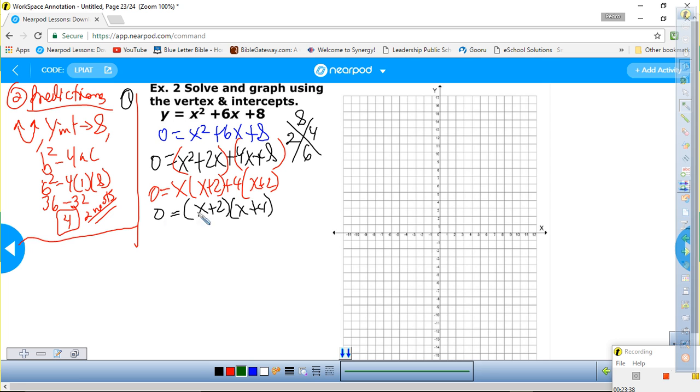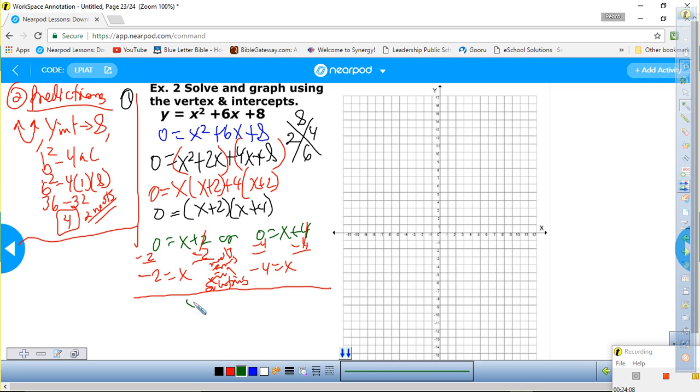All right, then from there, zero product property, yes? 0 equals x plus 2, or 0 equals x plus 4. Subtract 4, subtract 4. Negative 4 equals x. Minus 2, minus 2. Negative 2 equals x. These are my roots. Zeros, x-intercepts, solutions.